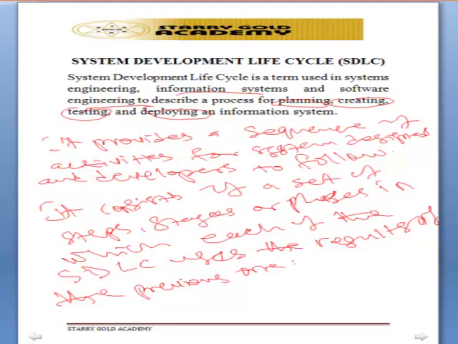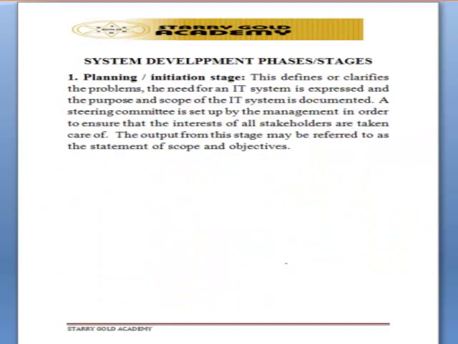So what you are saying now is this: if you want to develop a new system, there are some stages that need to be followed. One stage after the other, and the result of one stage will be used by the second stage, which means that a particular stage will use the result of the previous stage. Now, system development phases or stages.